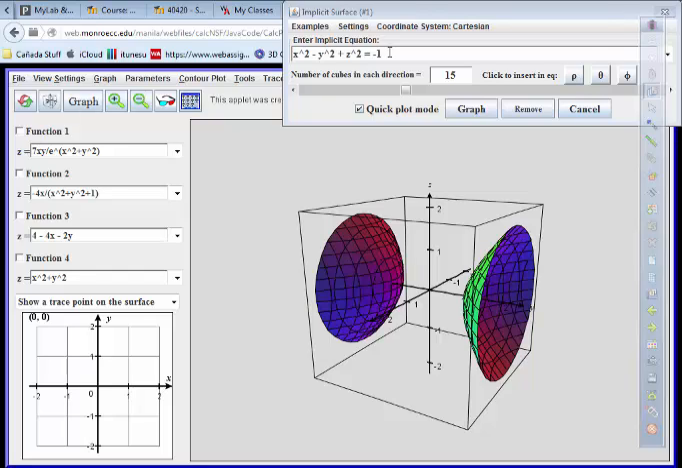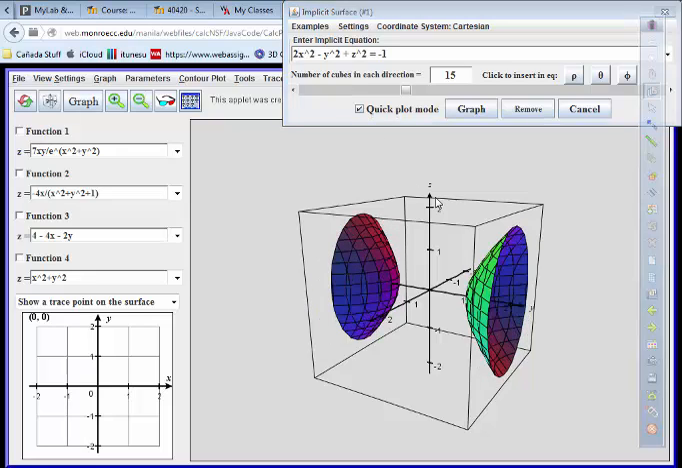What if we give some of them coefficients? Oh yeah, so if we give some of them coefficients, put a 2 here or something like that, then the cross sections that we were taking earlier wouldn't be circles, they would be ellipses. And so those are the differences.